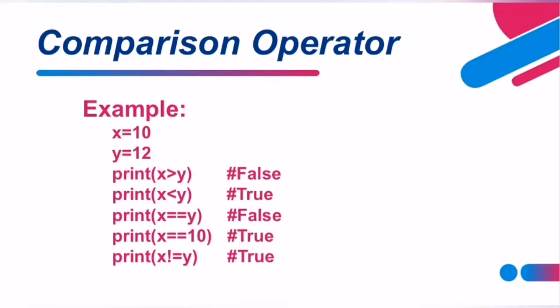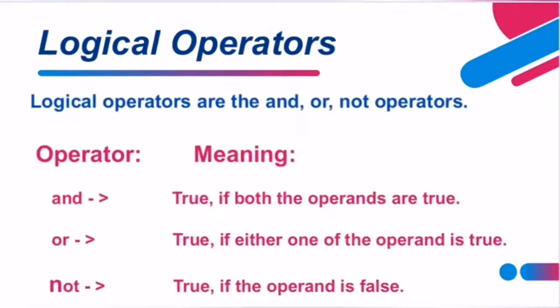So here we learned about some comparison operators and how they give the result. Now we will learn about logical operators. Logical operators are and, or, and not. These three operators are the logical operators. The and operator is true if both the operands are true. The or operator gives the result true if either one of the operands is true. And the not operator is true if the operand is false.